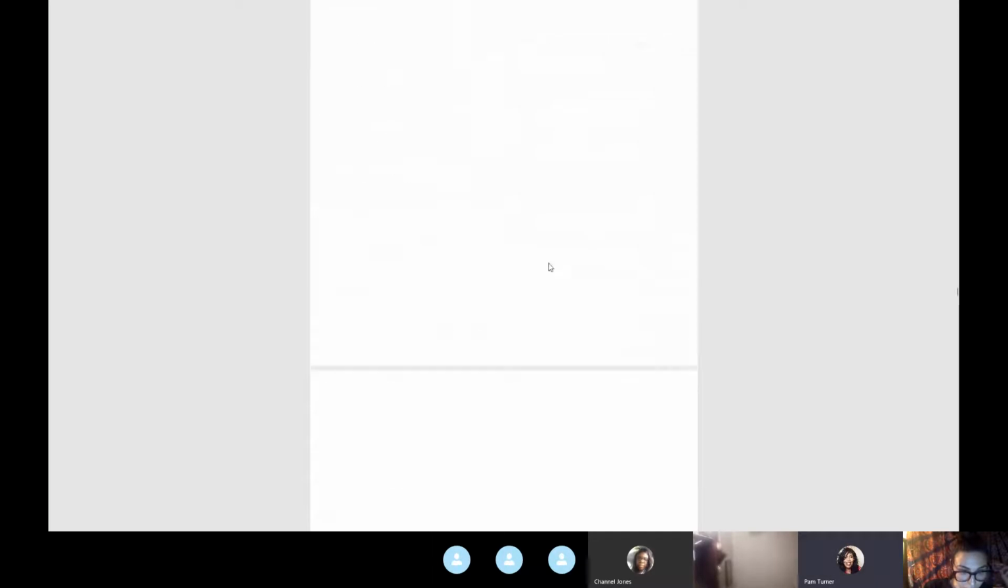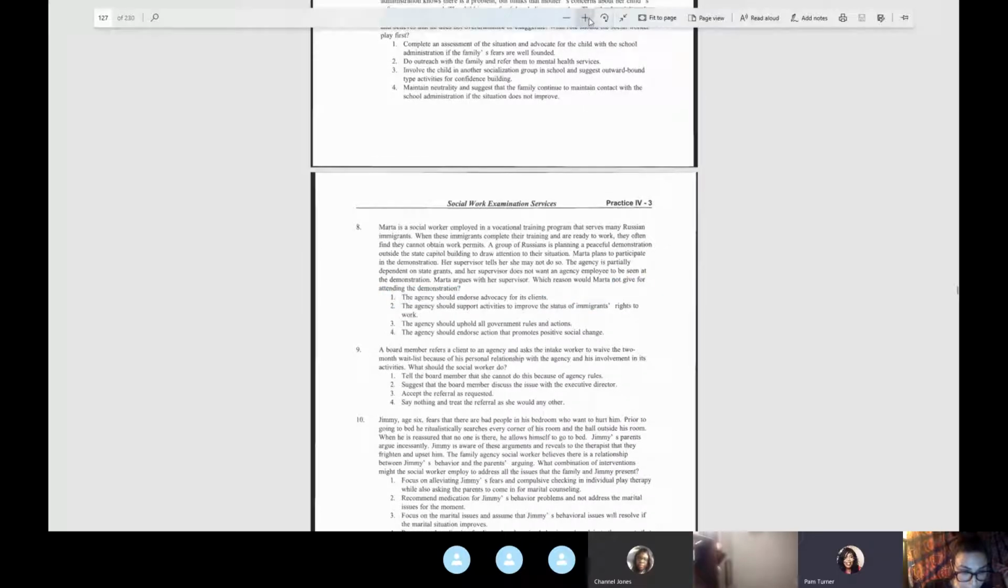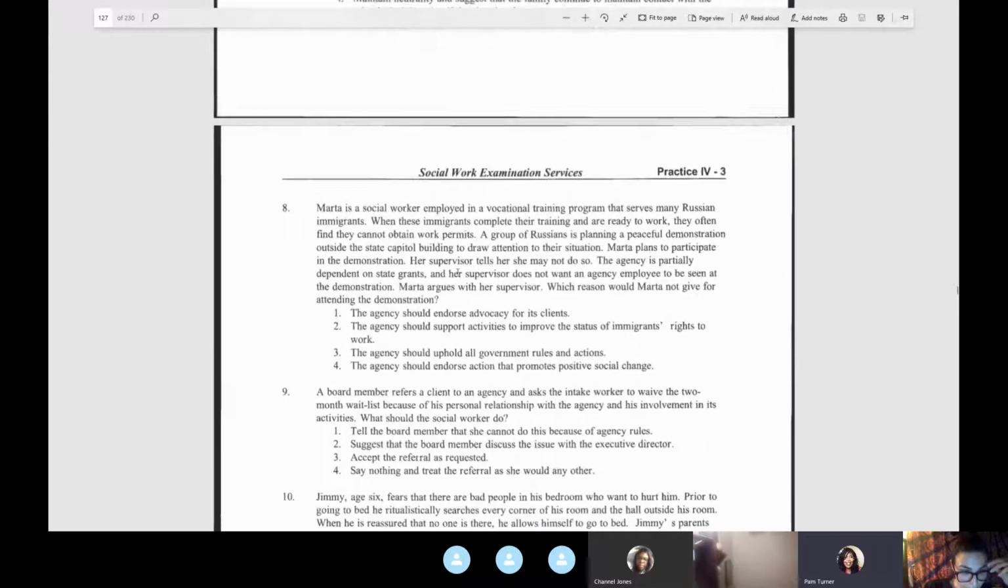Okay, let's look at this one. This is a pretty good one also. When it comes to those community organization questions, make them bigger. Okay, so number 8. Marta is a social worker employed at a vocational training program that serves many Russian immigrants. When these immigrants complete their training and they're ready to work, they often find they cannot obtain work permits. A group of Russians is planning a peaceful demonstration outside the Capitol building to draw attention to their situation. Marta plans to participate in the demonstration.